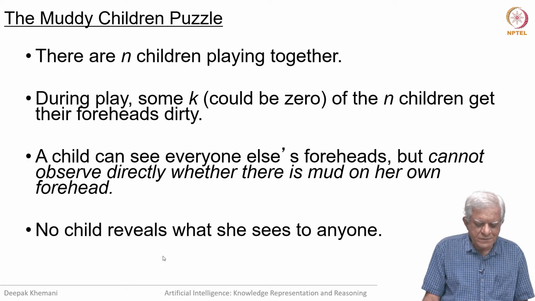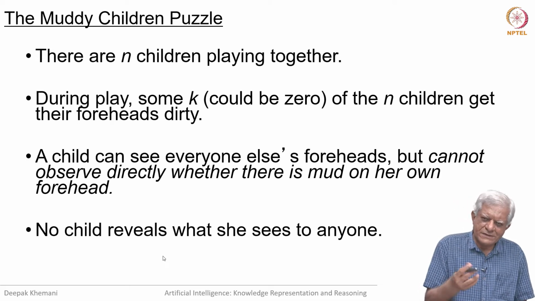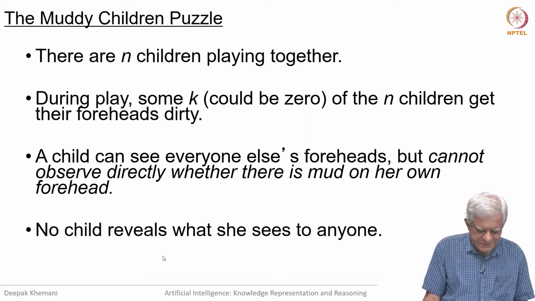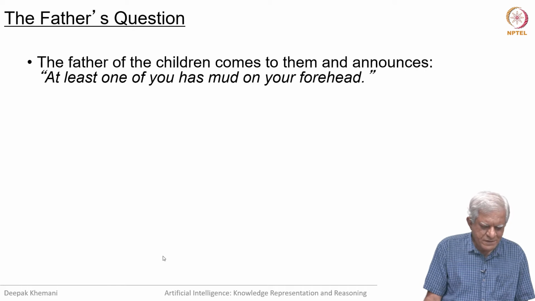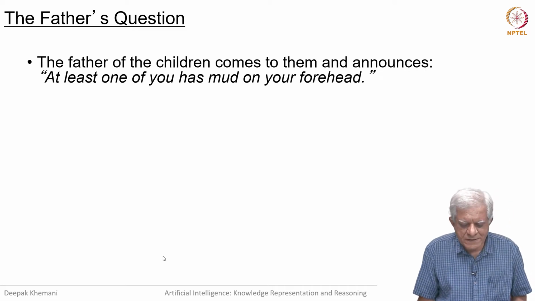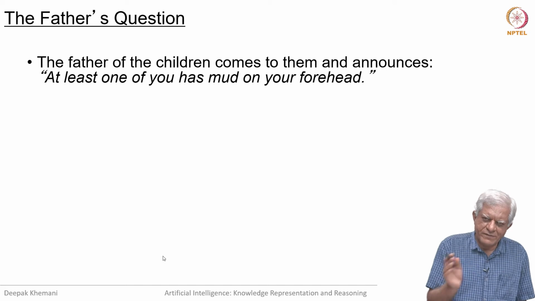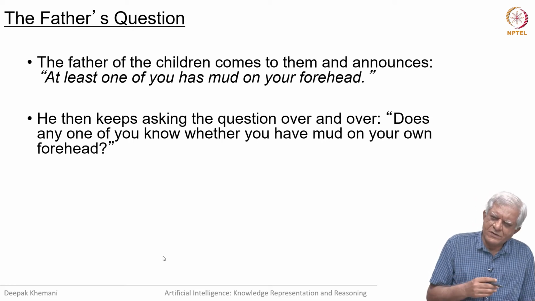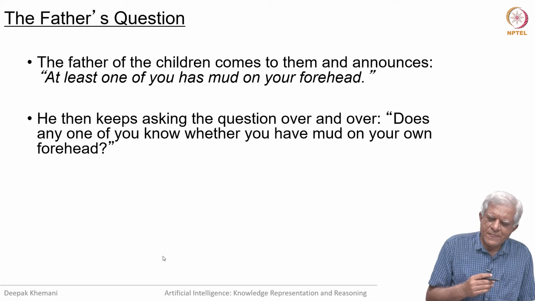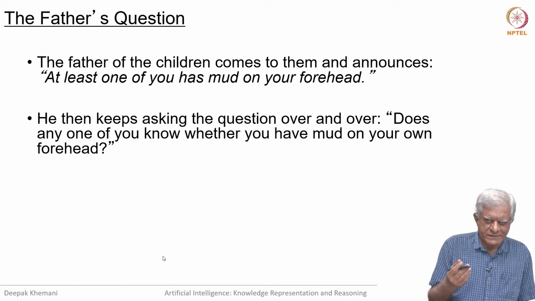So, this is the scenario, and these kids are playing, and some of them, let us say, have mud on their heads. Then comes one of their parents, the father of one of the children, and announces, which means he tells everyone that at least one of you has mud on your forehead. After having made this announcement, now we want to find out whether children can find out whether they have mud on their forehead essentially.